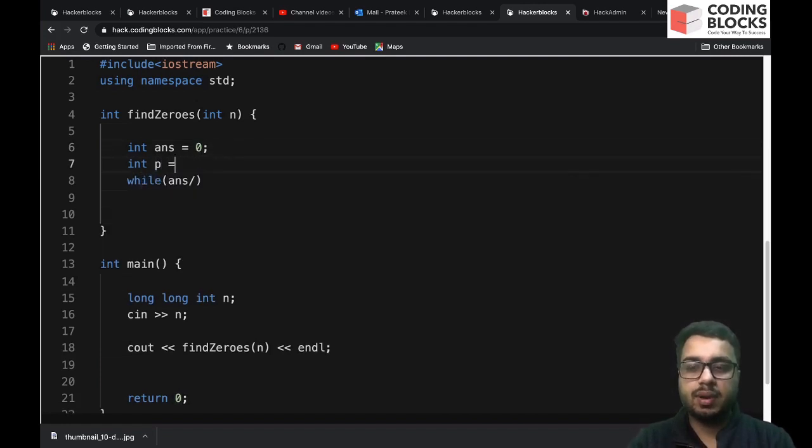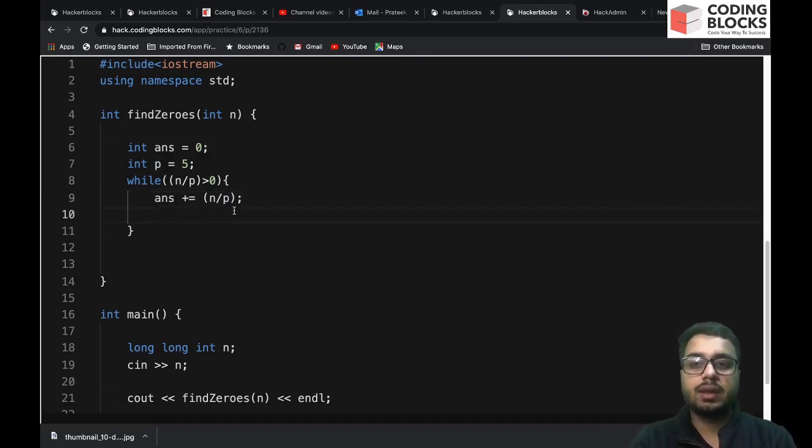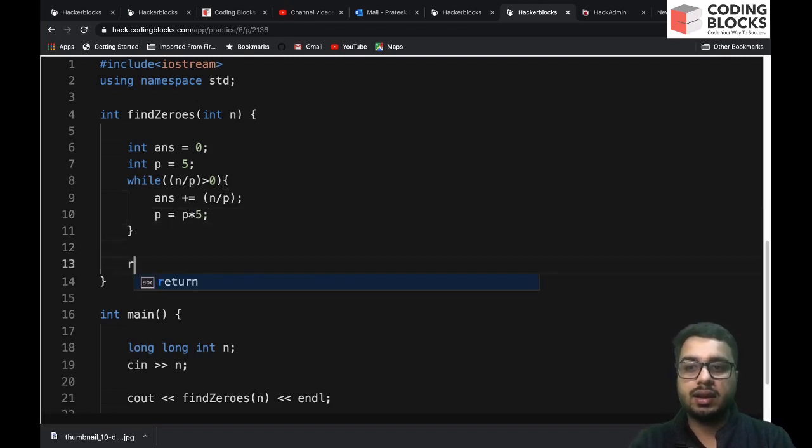Let's say the initial power of 5 is 5 raised to the power 1, and we can say while this is greater than or equal to 1, or greater than 0, what we will do, sorry, this should be n. Okay, so while n divided by whatever is my current power is greater than 0, I will add n divided by p to my answer. Okay, so for example, if n is 100 and p is 5, so it's 100 by 5, and for the next time I will say power equals power into 5, and here I return answer. So if you're having some doubt, let me clear what I'm trying to say.